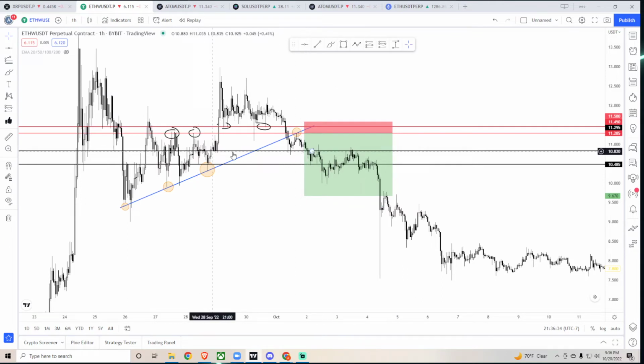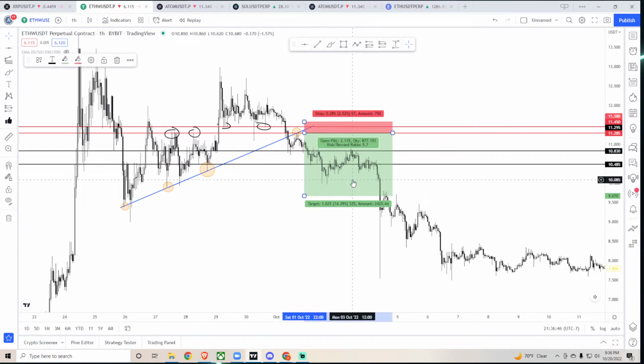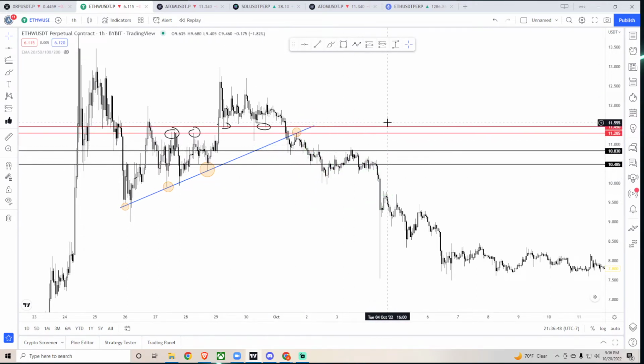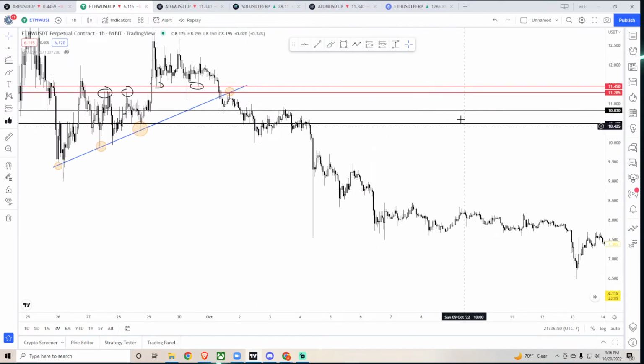TP1 hit at the support level, TP2 hit. Whenever a TP hits, you're going to move your stop loss to break even. If TP2 hits, you're going to move your stop loss from break even to TP1, and you're going to play it that way. Okay, so now this strategy works wonders. Now this is on the hour chart.